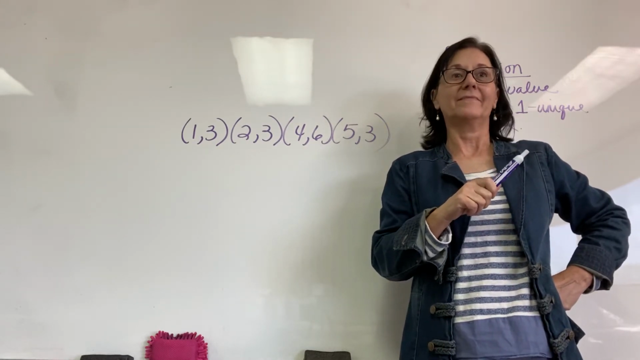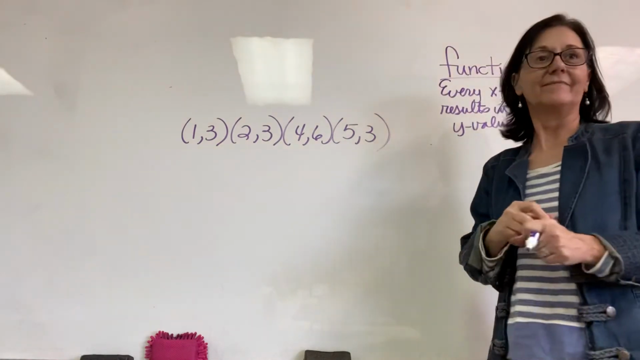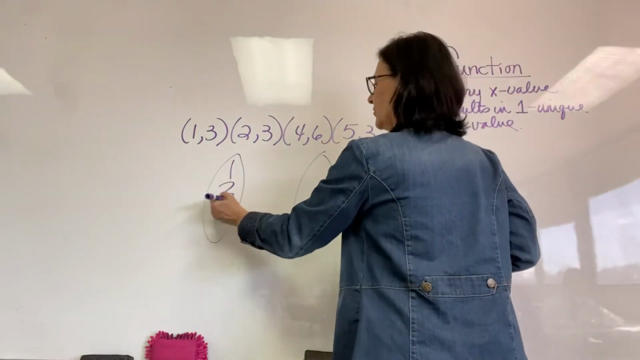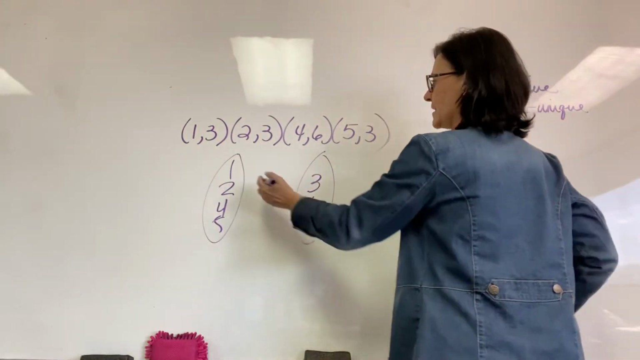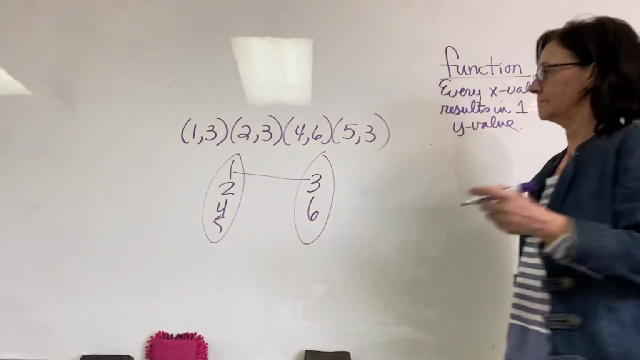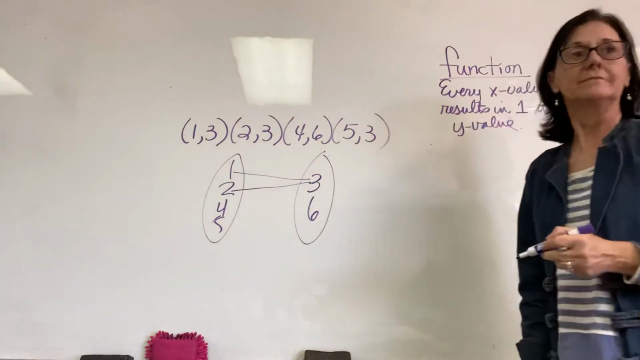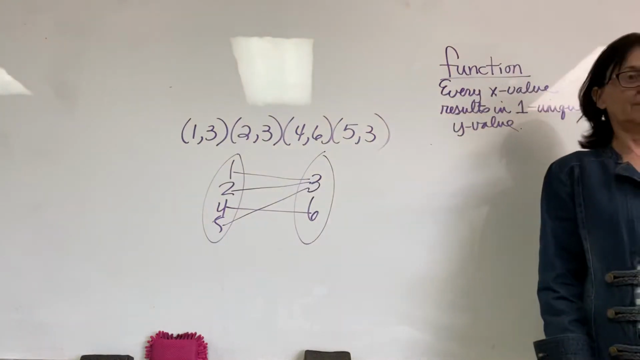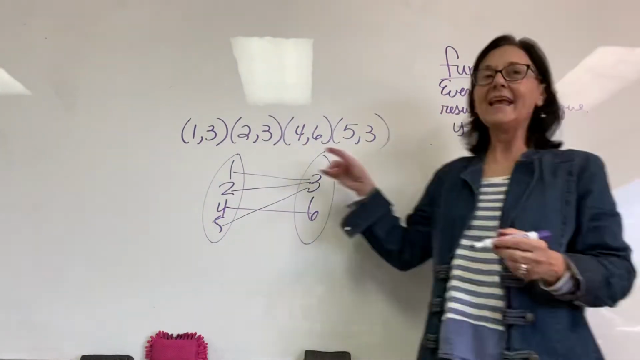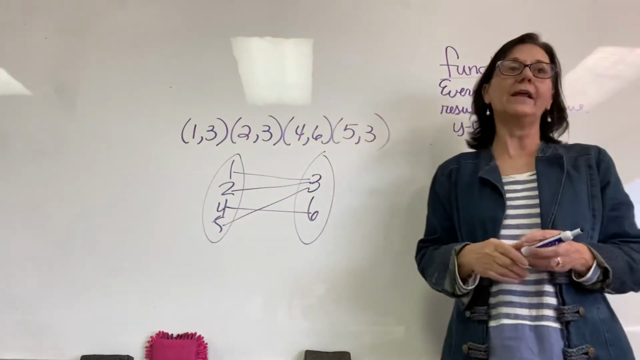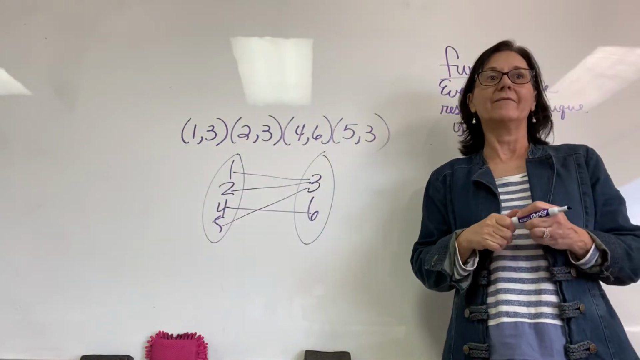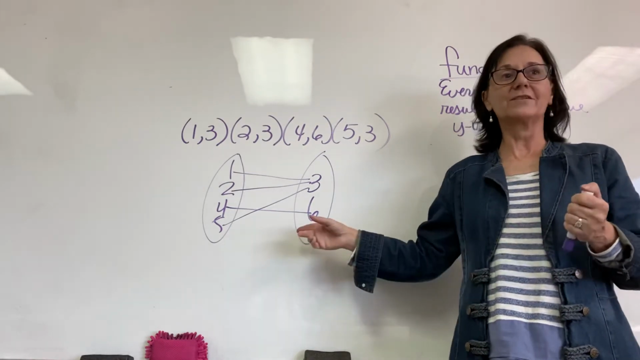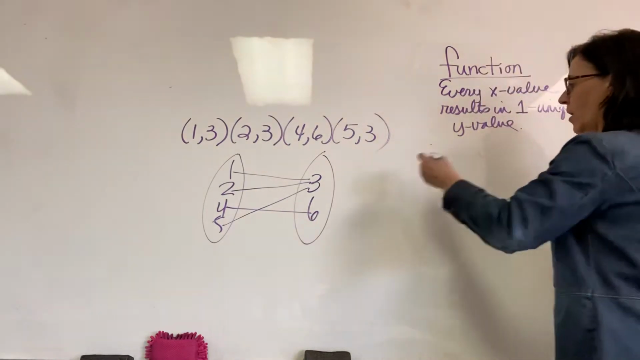The 3 goes to 1, 2, and 5. But 5 only goes to 3. So if I looked at this, it'd be 1, 2, 4, 5. It would be 3 and 6. 1 only goes to 3. 2 only goes to 3. 4 goes to 6. 5 only goes to 3. Y has 3 x's, but every x has one and only one y. This works.